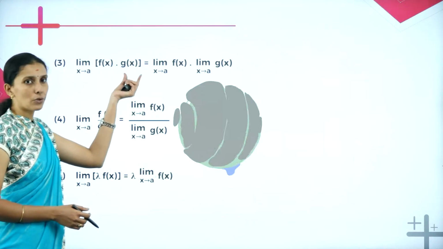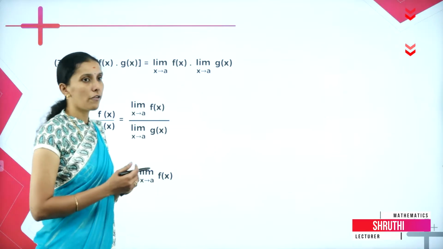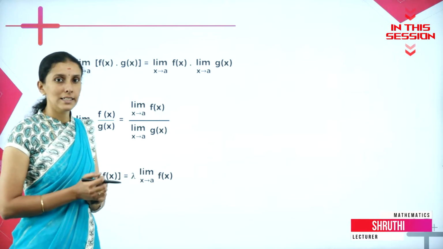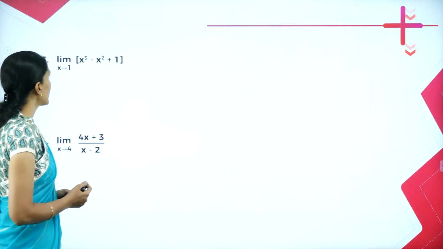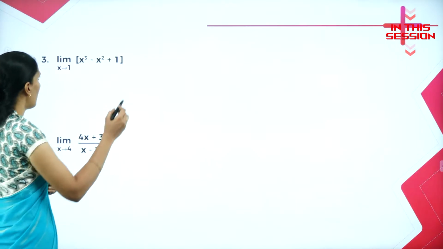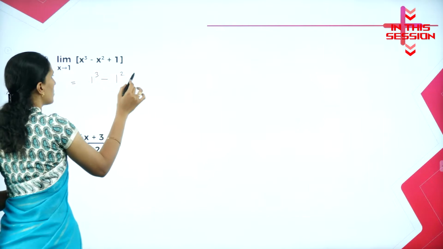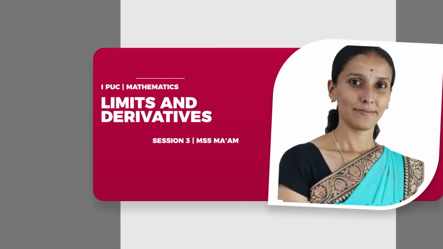The product of two limits f of x into g of x can be taken as limit f of x dot limit g of x defined on the same point x tends to a. Similarly, we have limit x cube minus x square plus 1. Apply the limit as x tends to 1, 1 cube minus 1 square plus 1. So, your answer is 1.